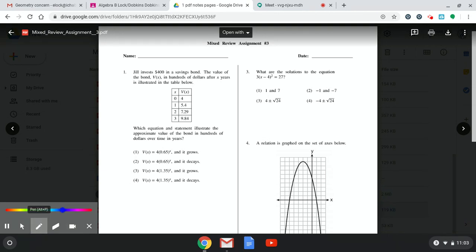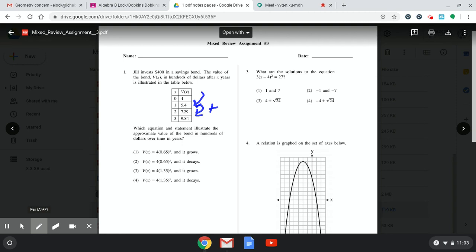So reading number 1. Anyone want to read it for us? Just like the old days. I'll get started because I know it's hard to keep in line. So Jill invests $400 in a savings bond. The value of the bond, V of x, in hundreds of dollars after x years is illustrated in the table below. So at 0 years, we had 4. At 1 year out, we have 5.4, 2 years out, and so on. The one thing we do notice is that it's increasing. It's going up every time here.